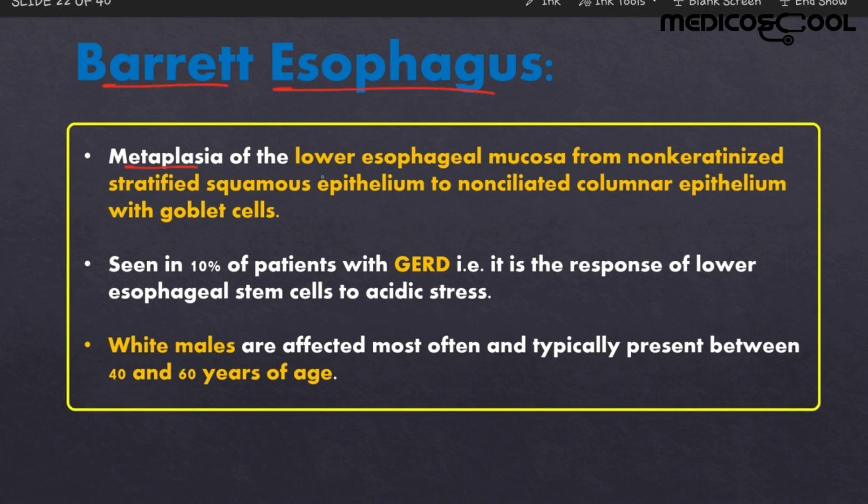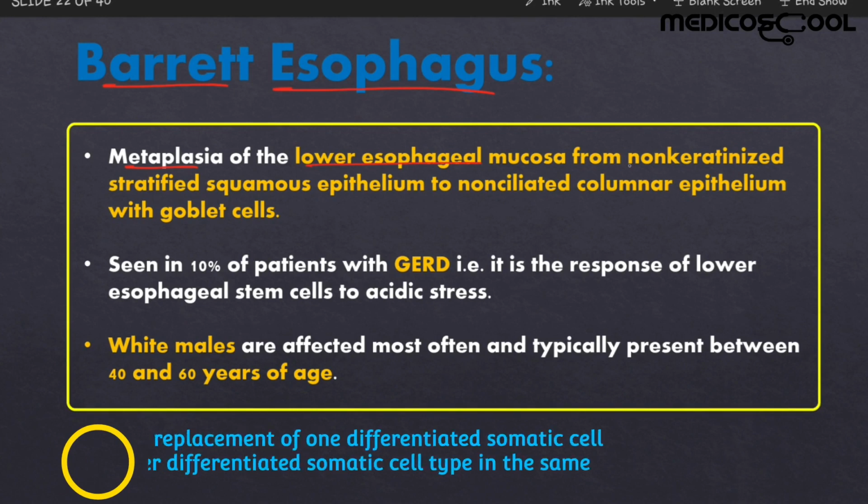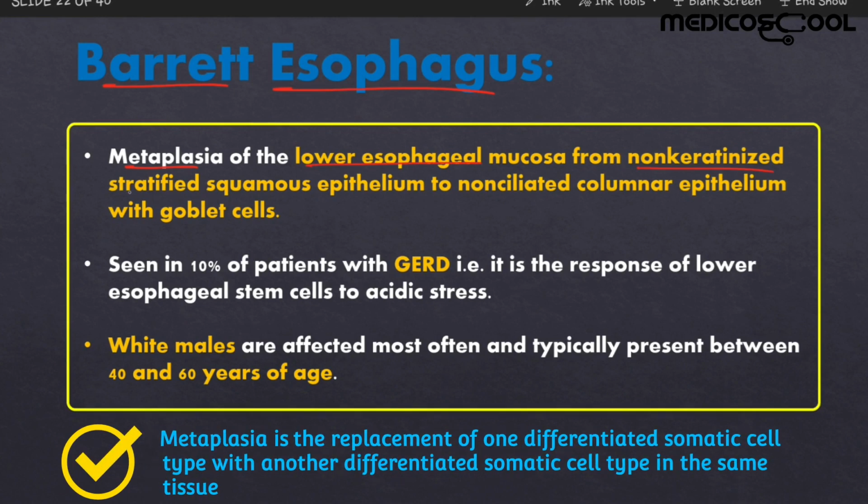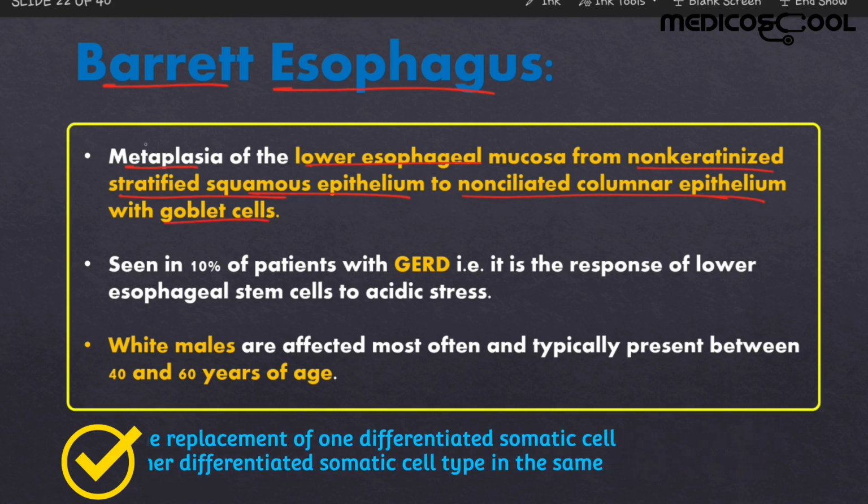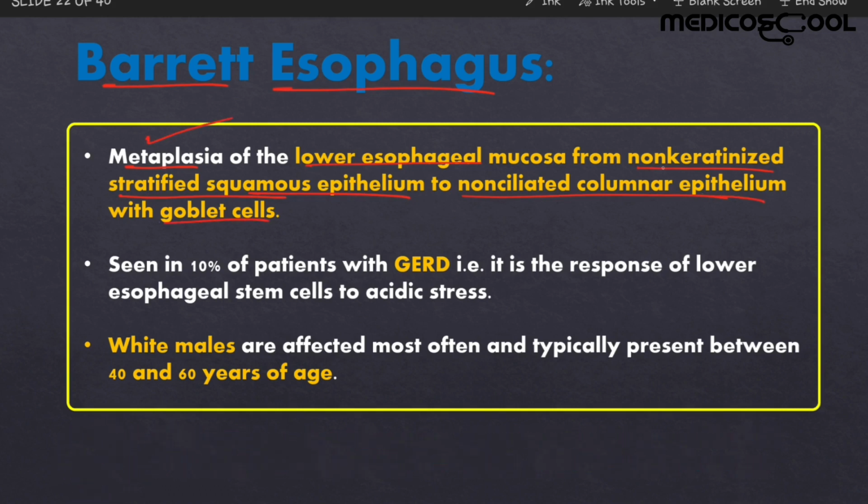It is the metaplasia of the lower esophageal mucosa from the non-keratinized stratified squamous epithelium to the non-ciliated columnar epithelium with the presence of goblet cells.